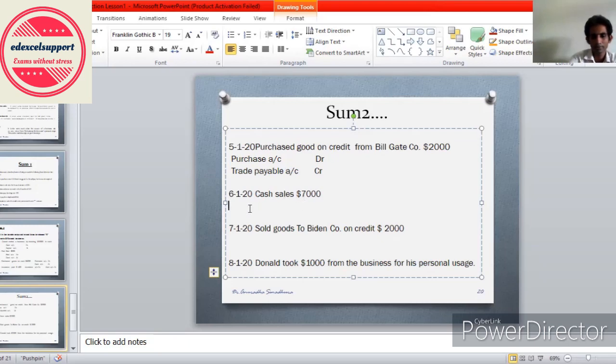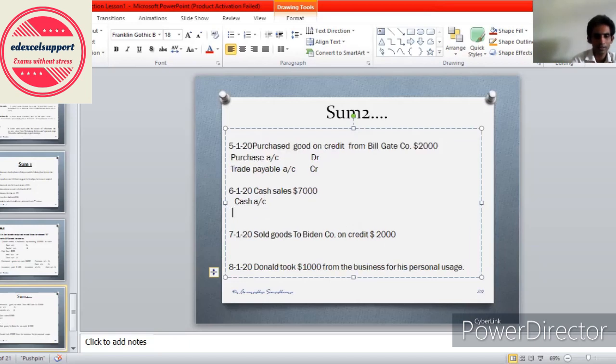cash sales, 7,000 cash sales. So two accounts will be, one is the cash account, and the other one is the sales account. So when you sell goods, cash will come to the business, so the asset will increase, the relevant asset is cash. So the asset account will be debited and income also will increase, but according to the rule, income comes under liabilities, so it should be credited. Income increases, relevant income becomes credit.